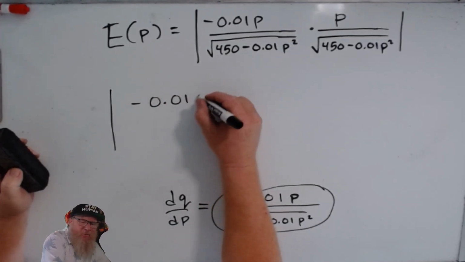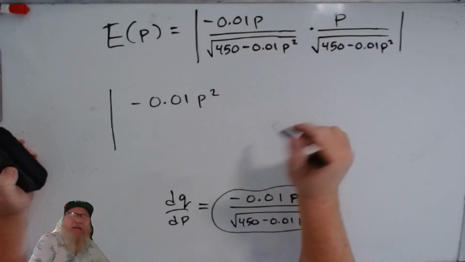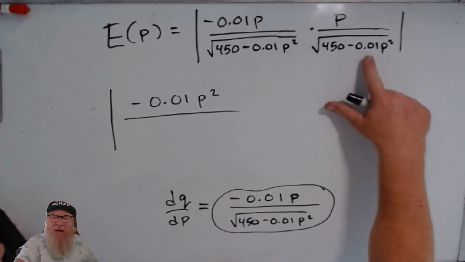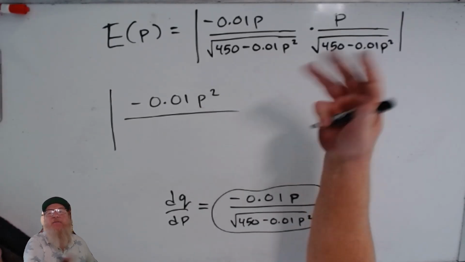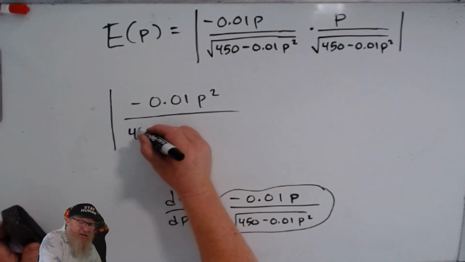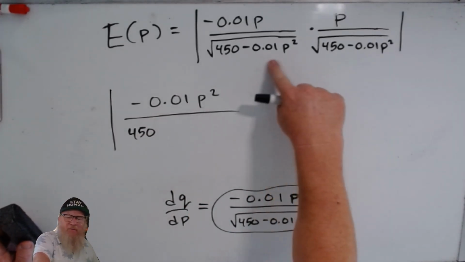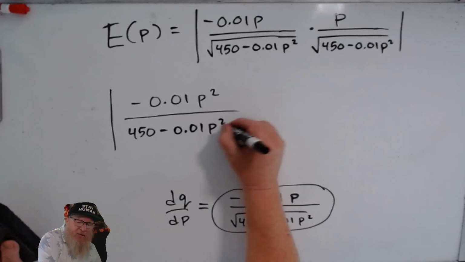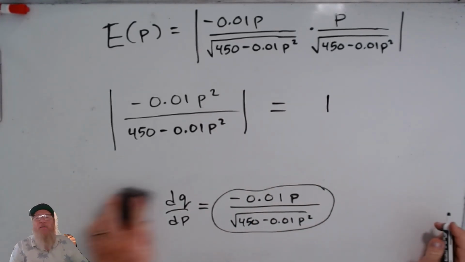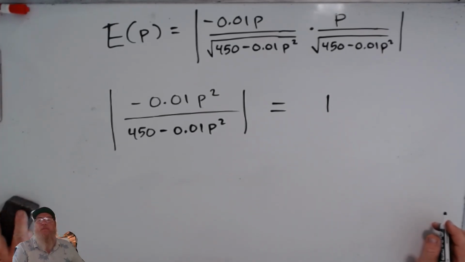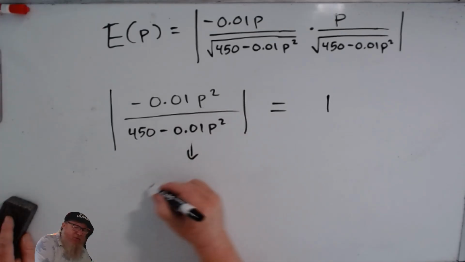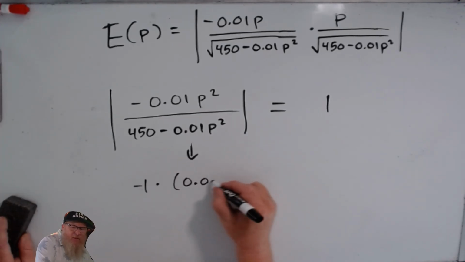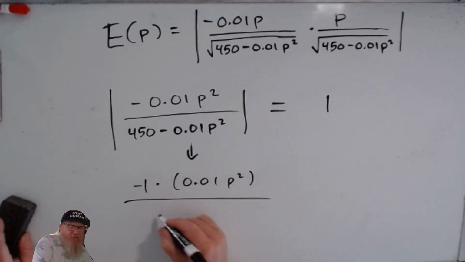So negative 0.01 p squared. We're going to multiply the p and the p. And then square root times the square root. Hey, this looks very familiar, right? We've done this before, but these were numbers, right, instead of expressions. The same concept applies. The square root of an expression times the square root of the same expression is just that expression. And then we're going to set it equal to 1. All right, so now we're going to remove and multiply by negative 1. Multiply the top by negative 1.